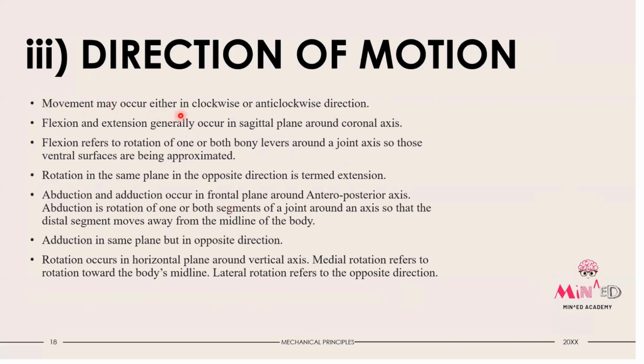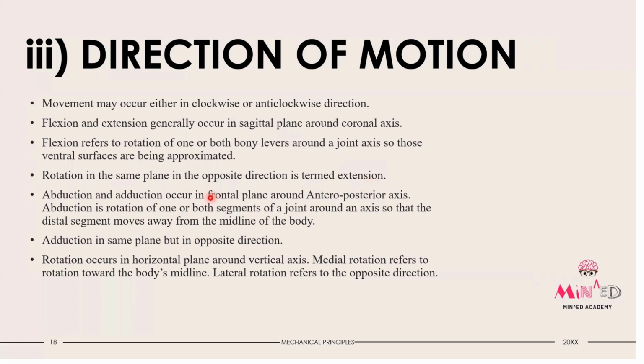Movement may occur either in clockwise or anti-clockwise direction. Flexion and extension generally occur in the sagittal plane around the coronal axis. Flexion refers to rotation of one or both bony levers around a joint axis so that their ventral surfaces are being approximated. The rotation in the same plane in the opposite direction is termed extension.